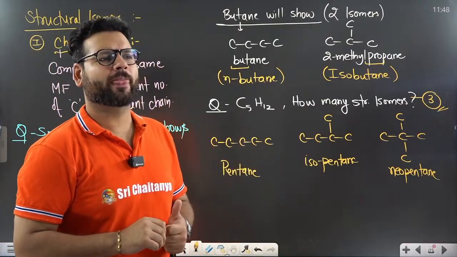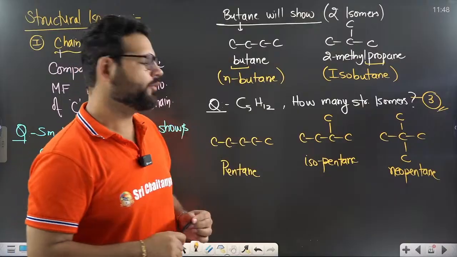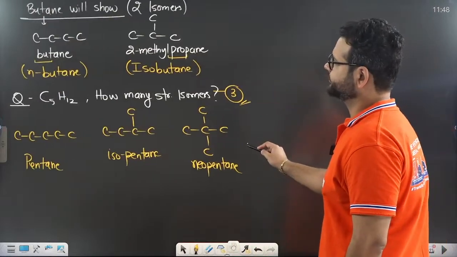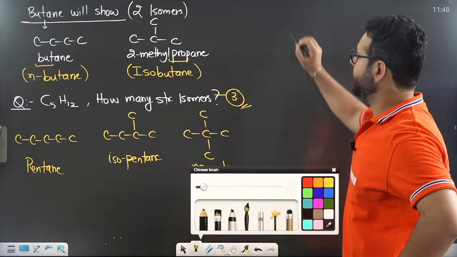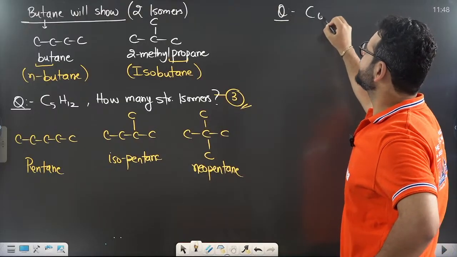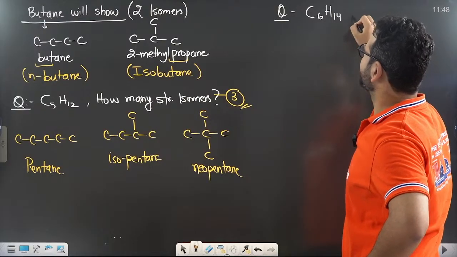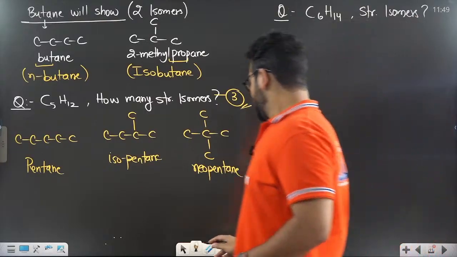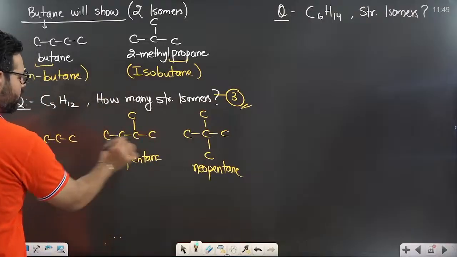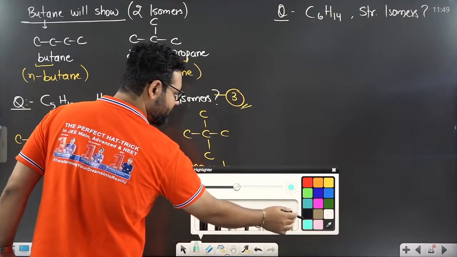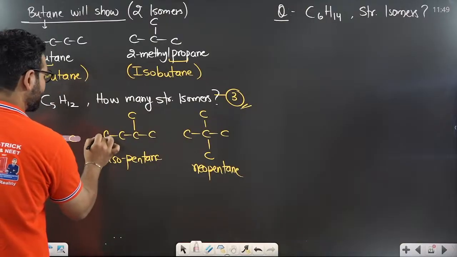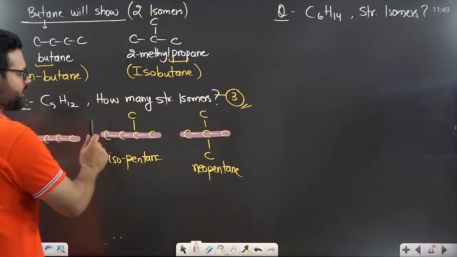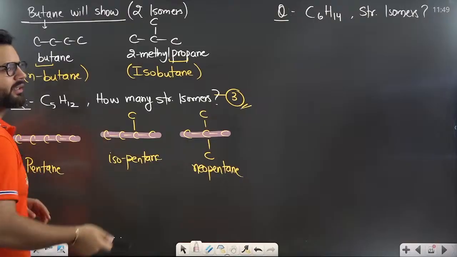Now, can you do it for hexane? Can you tell me how many isomers there will be for hexane? Hexane, C6H14, structural isomers. As you can see here, all 3 of the pentane isomers are chain isomers to each other. Pentane has 3 isomers and the relation between any 2 of them is chain, since these 3 have different chains. First and second are chain isomers, second and third are chain isomers, and first and third are also chain isomers.